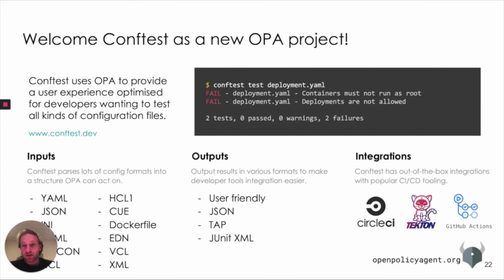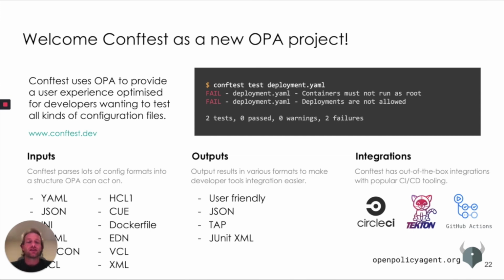There is now a second sub-project within OPA called ConfTest. This has been announced publicly, but this is the first KubeCon where we've gotten a chance to talk about it. So ConfTest is an application of OPA where it is designed to help developers run policies over configuration files. So those configuration files might be YAML files for Kubernetes or INI files, XML, Docker. You see some of the examples there.